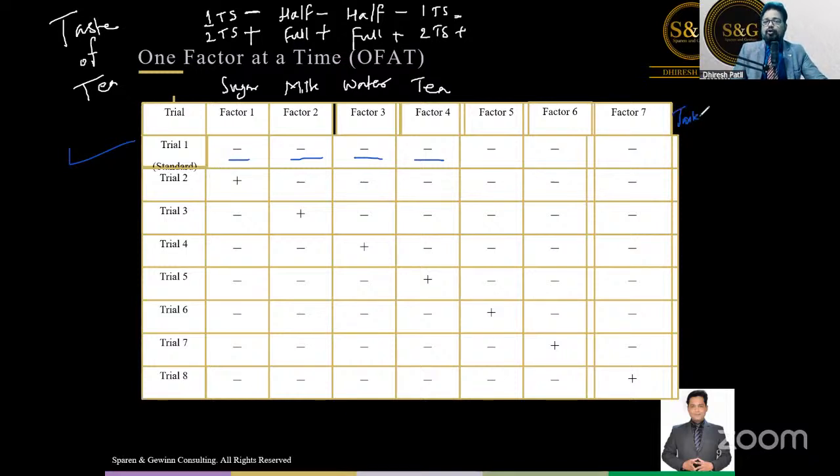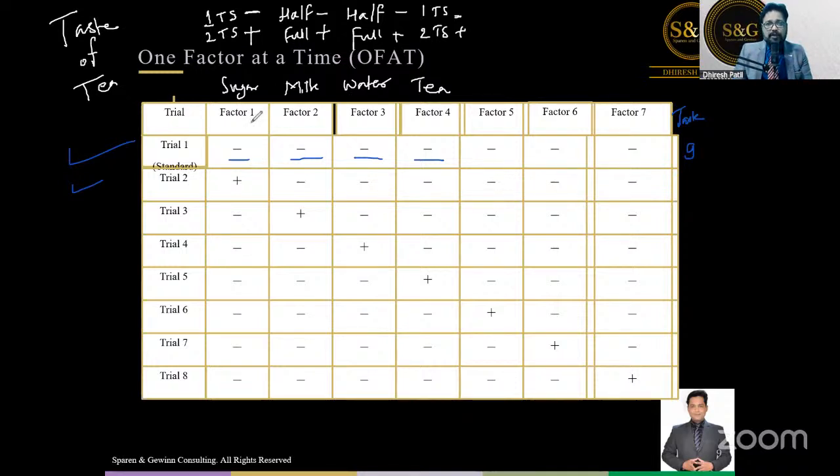So you have to give it to your spouse and give the rating on the scale of 1 to 10. If it is fantastic, then you can give 8 or 9. Okay, let's say 9. Then comes the second. In the second trial, what we do is one factor at a time. Let's just understand this. What is one factor at a time? We just change one factor, keeping all the other factors constant.